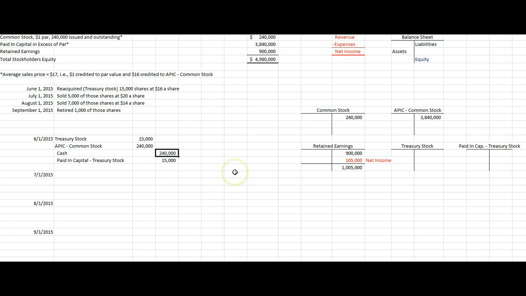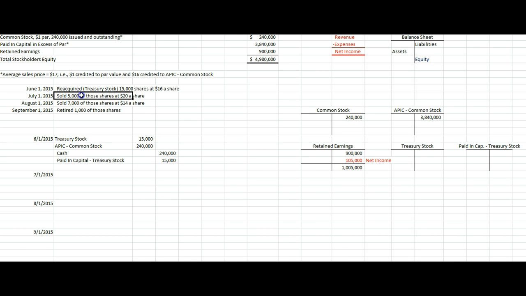How are we going to pay for it? We're going to pay some cash. And how are we going to make that journal entry balance? Well, we're going to credit paid-in capital Treasury Stock. I like to think of this as a reflection in advance of the money we're going to make on these shares. In other words, we issued them for 17, we're able to buy them back for 16, so we credit paid-in capital for Treasury Stock for $15,000.